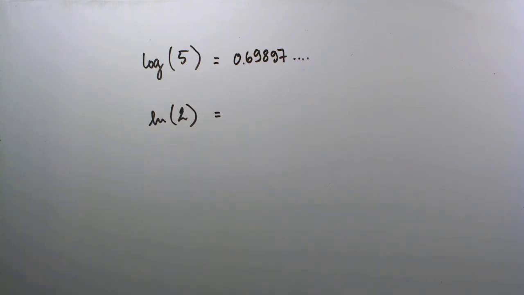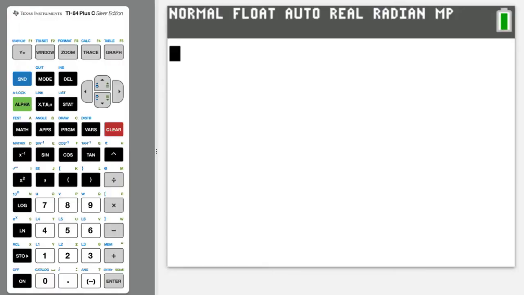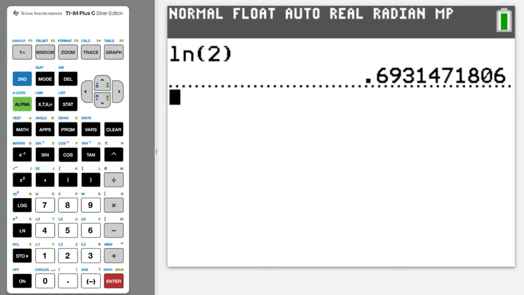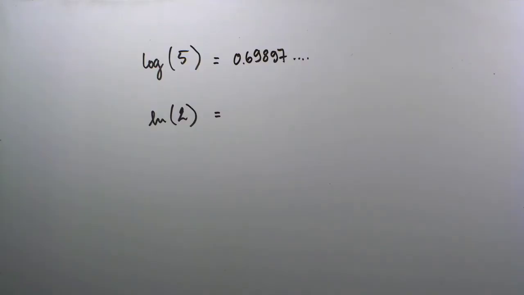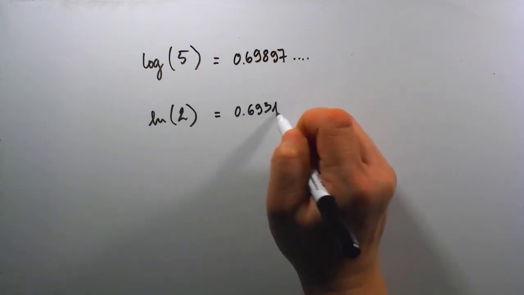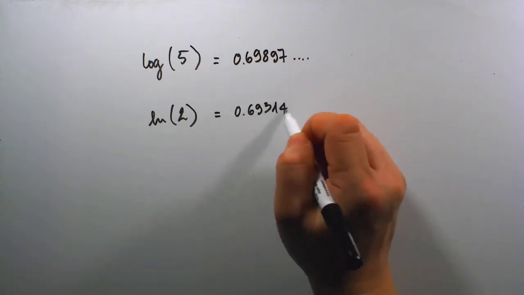And so to get the answer on my calculator, I'm going to hit the ln key, which is the feature designated for log base e, and now I'm going to enter 2. That's what it is. And so natural log of 2 is 0.693147 and a lot longer.